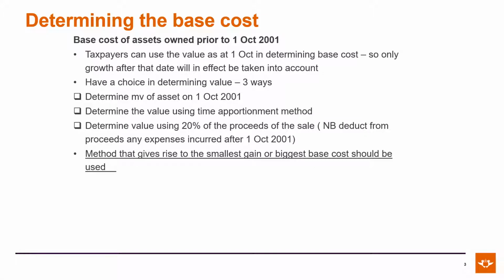If an asset has been owned prior to 1 October 2001, the date when CGT was introduced, the base cost of the asset has to be calculated first. This can be done by either determining the market value on the 1st of October 2001, using the time apportionment method, or using a value equal to 20% of the proceeds from the sale of the asset. The method that yields the smallest capital gain will then be used.